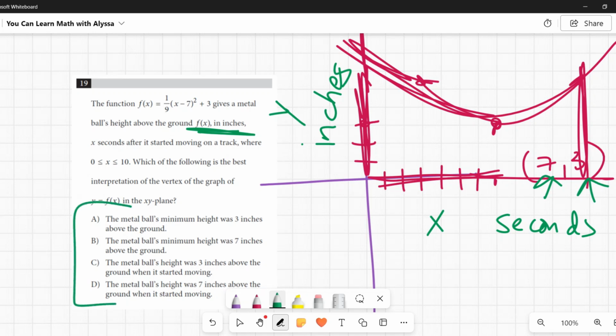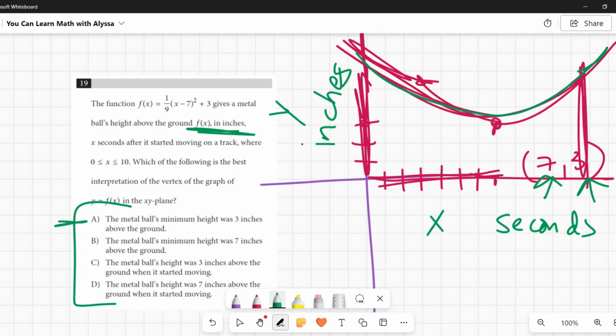So that applies also to the coordinates. This is 7 seconds, 3 inches. So let's look at our options. What does this, at 7 seconds it's at 3 inches, mean? Which of the following is the best interpretation of the vertex? Option A, the metal ball's minimum height was 3 inches above the ground. Yeah, that looks right, because it was going down and then it came up. This is a minimum point. And it was at 3, and we said that the y is inches. It's like, hey, A looks like our contender.